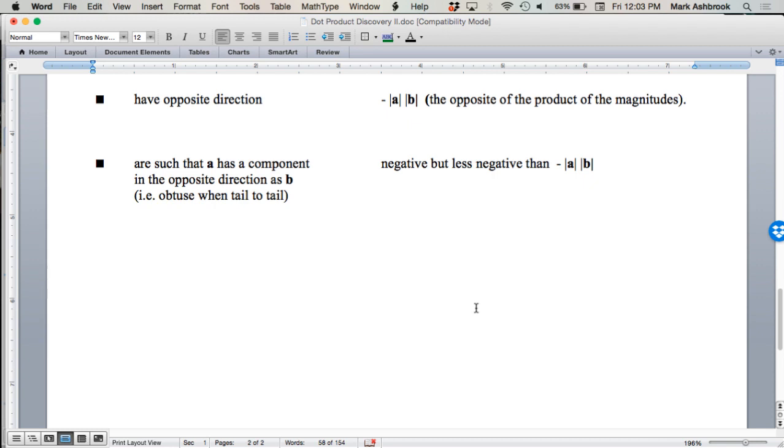So it's the product of the magnitudes, but okay. Oh, Griffin, you had your chance. Sorry. Somebody else.